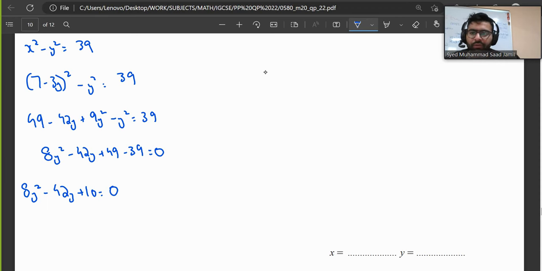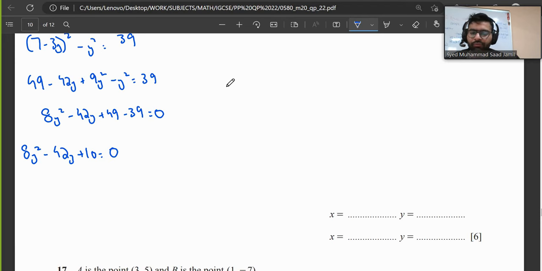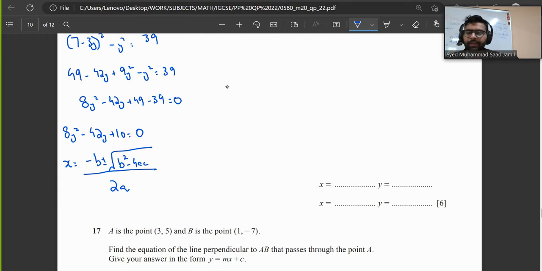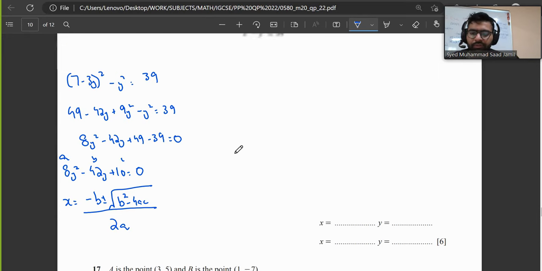Now you can't solve this equation by using breaking of the middle term. You have to use the formula. So basically x is equal to minus b plus minus under root b squared minus 4ac upon 2a. Do remember that any term with x or y squared is a, any term with just y or x is b, and the last term is c. So we'll just plug in the numbers now. To make your life easier, always write down the value of a, the value of b is minus 42, and the value of c, which is 10.